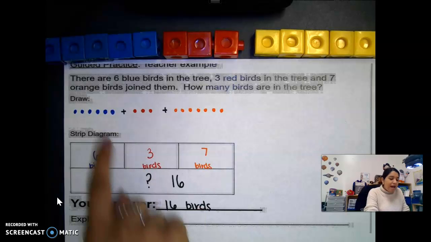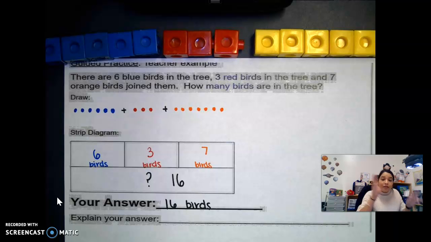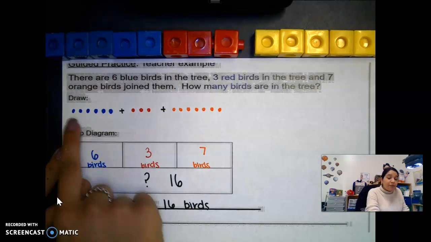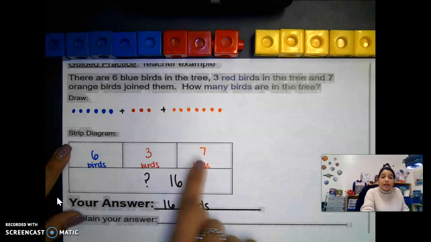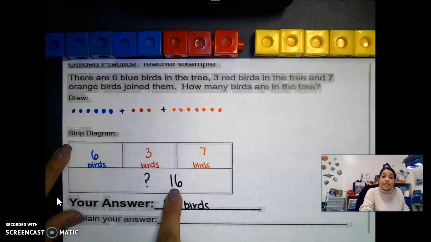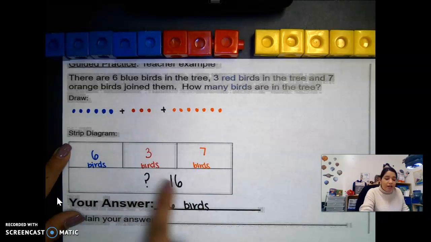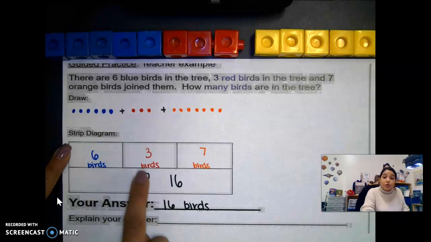If you said adding them all together, or counting your fingers, or counting your manipulatives, you are correct. So if you counted 6, 3, and 7, and you added these three numbers together, we got 16. If you counted all these dots, we got 16. So that is how we got our 16 birds. That's how we got our total, our mystery number.